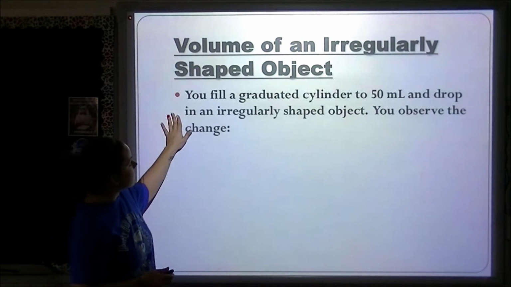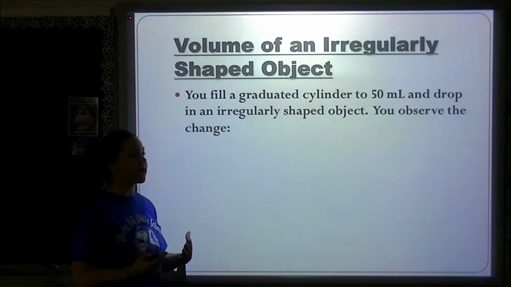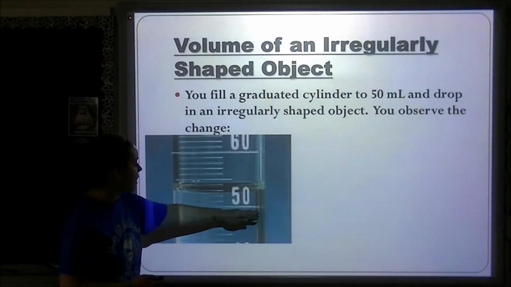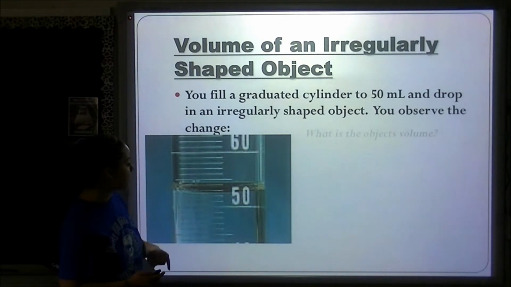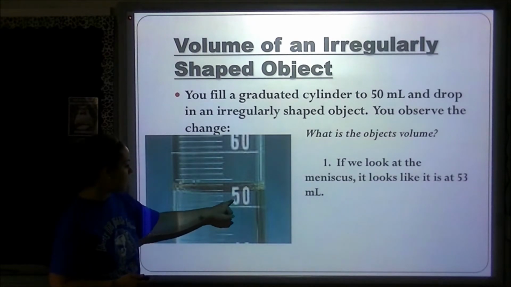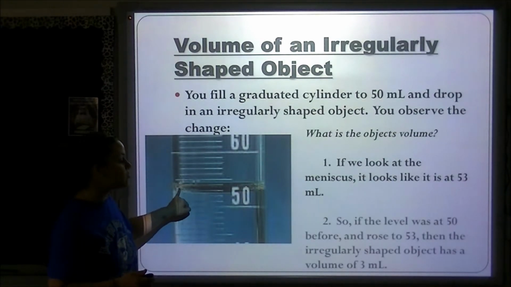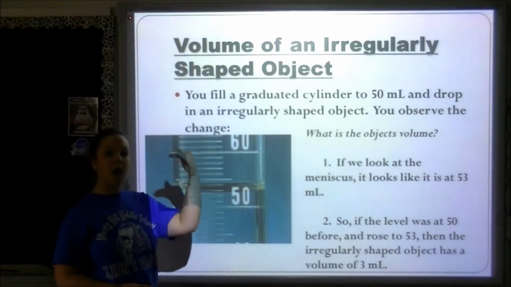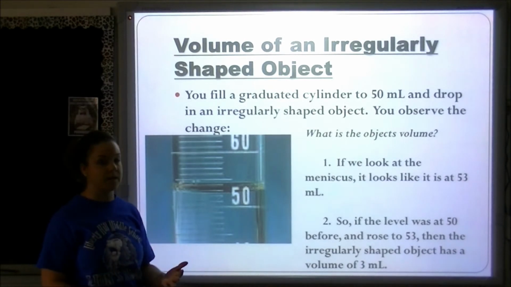Okay, so here, if we fill a graduated cylinder to 50 milliliters and drop in an irregularly shaped object, we can find where it goes up to. So if this is the 50 line and we're looking for the meniscus, we would count our lines up to see what the volume of the object is. So here's the meniscus, and it looks like it's at about 53 milliliters. So if the water level was at 50 when we started and it rose up to 53 milliliters, the volume of our object would be 3 milliliters.